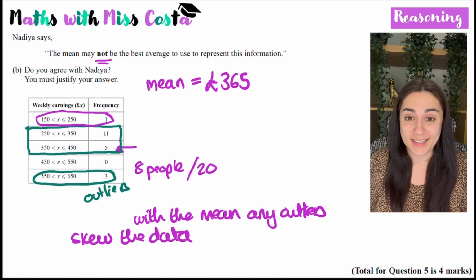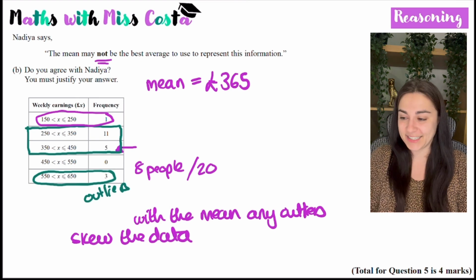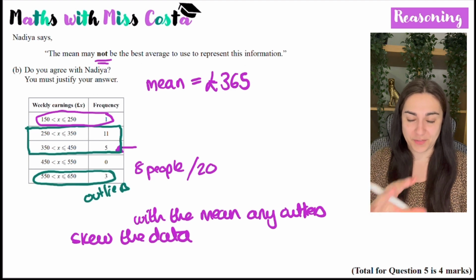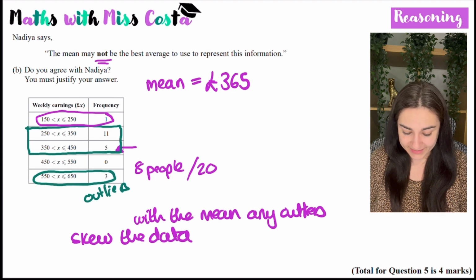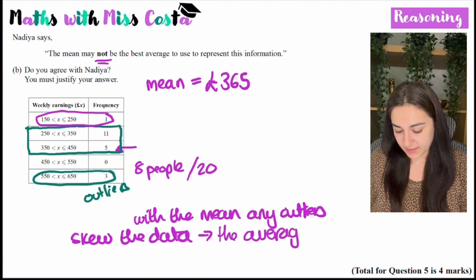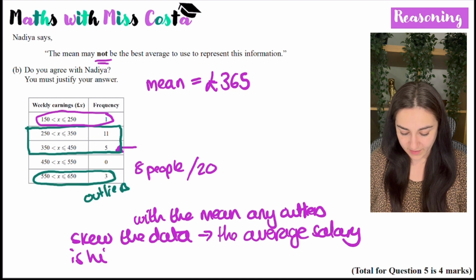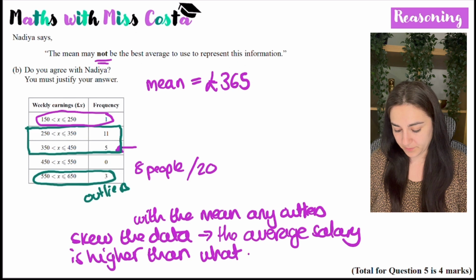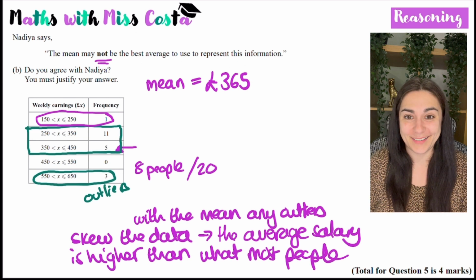And in this case, maybe a more representative average would have been the median, because that takes into account the middle part of the data and the average of that. So with the mean, any outlier skews the data. The average salary is higher than what most people earn. And so therefore it's not really representing or giving me the information that I want.